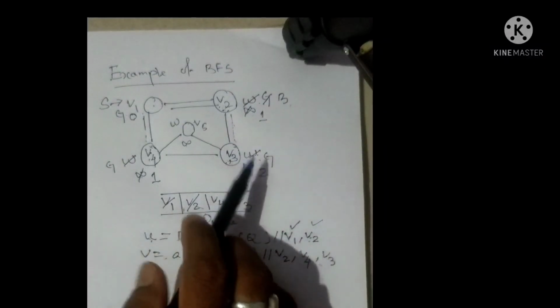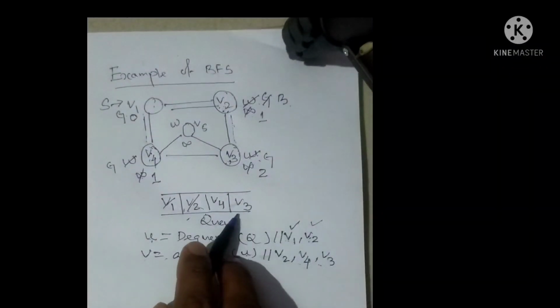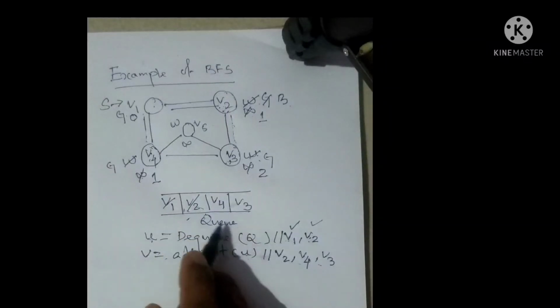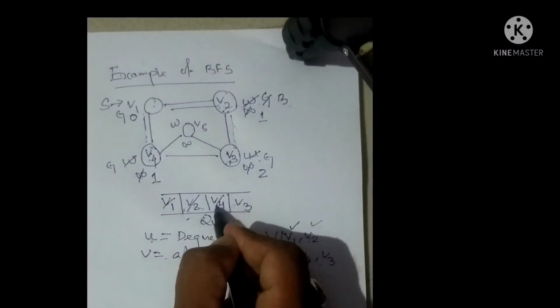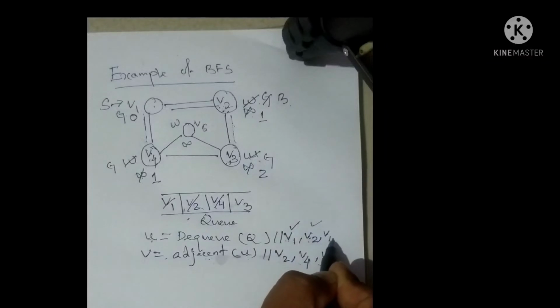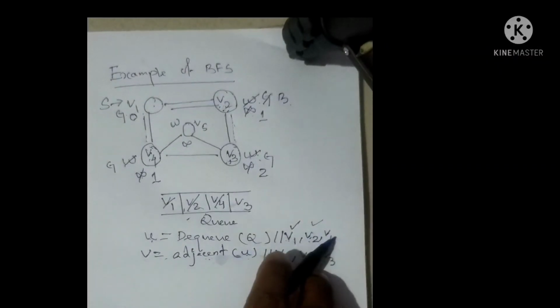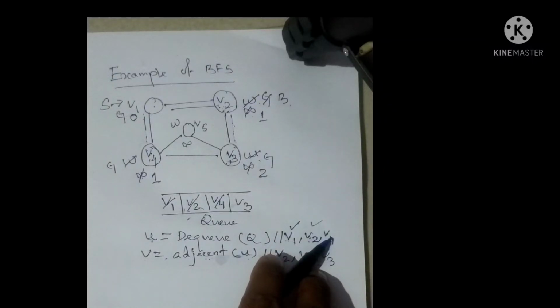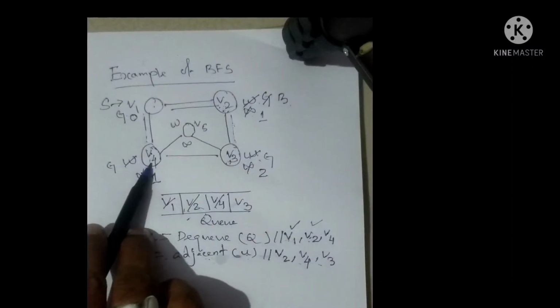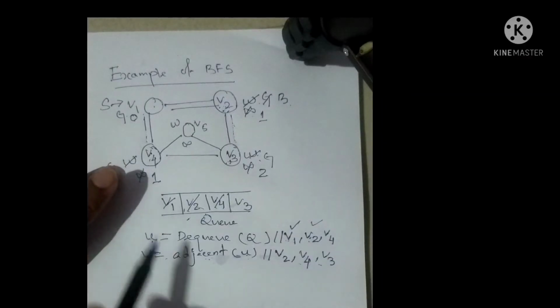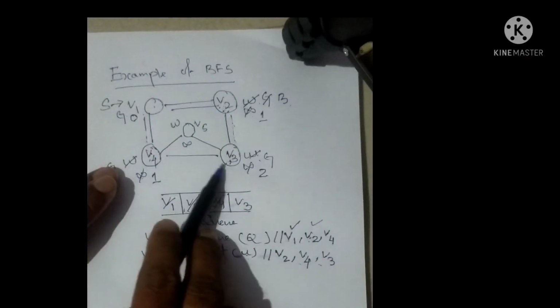Now, next, is your queue empty? No. If the queue is not empty, then dequeue it. If you dequeue, V4 will be dequeued. So now V4 will be dequeued and stored in U. Now the adjacent of U means the adjacent of your V4. So what is V4? This is V4. Now find the adjacent of V4.